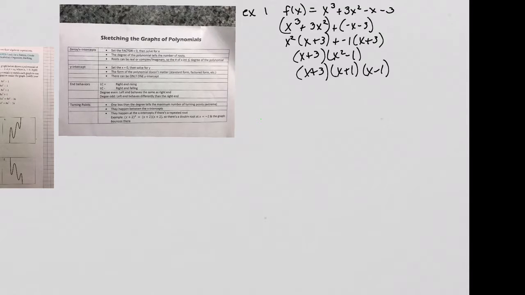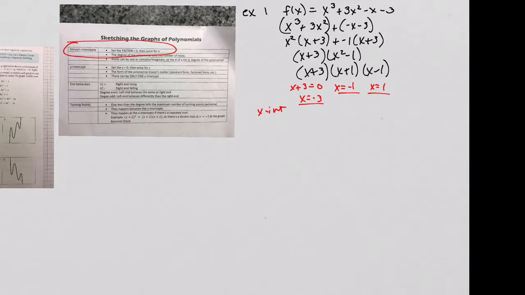Okay, so if you factored everything correctly, you've got x plus 3, x plus 1, and x minus 1. So again, the x-intercepts tell us that we are supposed to set our factors equal to 0 and then solve for x. If x plus 3 is equal to 0, then x will equal negative 3. If x plus 1 is equal to 0, then x will equal negative 1. If x minus 1 is equal to 0, x is equal to positive 1. So these are my x-intercepts right here. They're all real, so they're all going to be graphed.